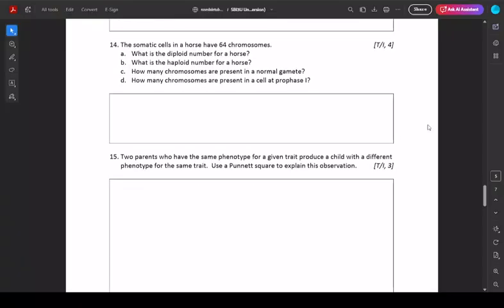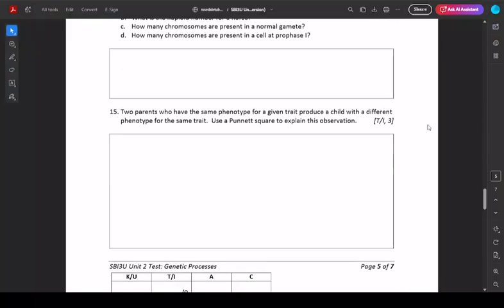Okay, pretty straightforward. Two parents have the same phenotype for a given trait and produce a child with a different phenotype for the same trait. Use a Punnett square to explain this observation. I'm not going to write it out for you. And no, the parents did not cheat. I hope.